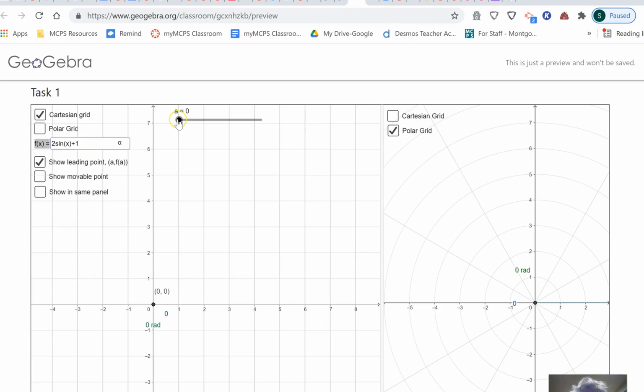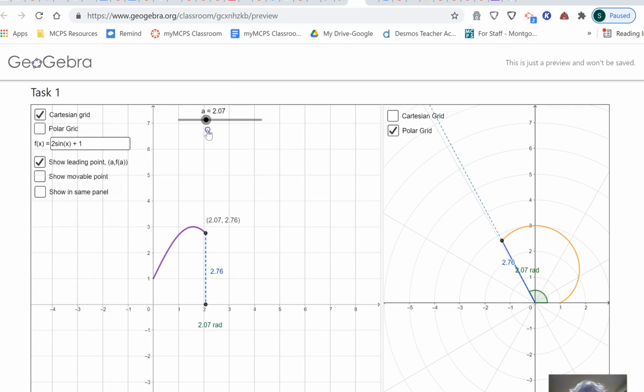And as I move the slider from 0 to 2 pi, watch the polar graph. Okay, I'm forming what looks like a circle. Okay, but it's not a circle. Okay, I've gone, let's see, have I gone halfway? No, here's halfway. Halfway, remember the midline changed to y equals 1. So this is approximately the midline. Now, I've got sort of a circle.